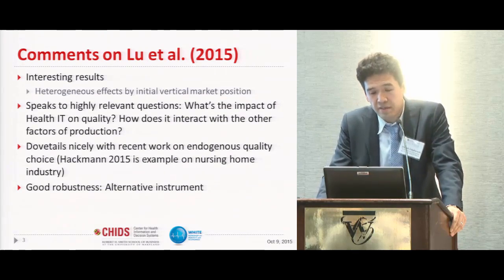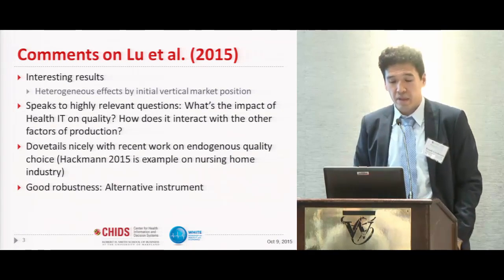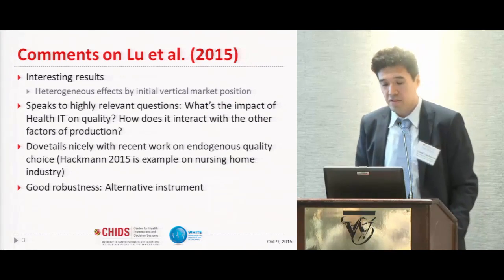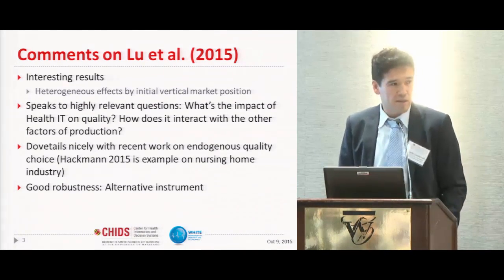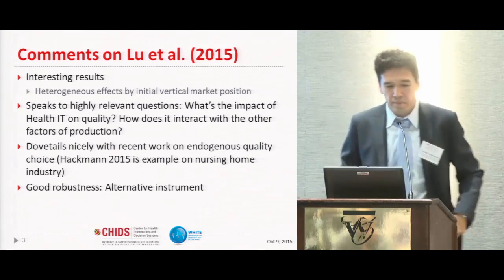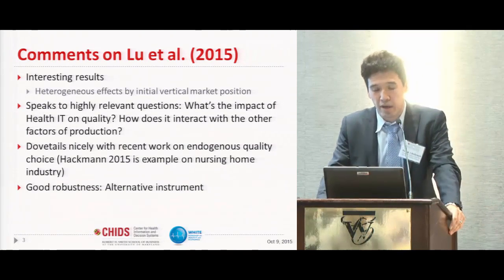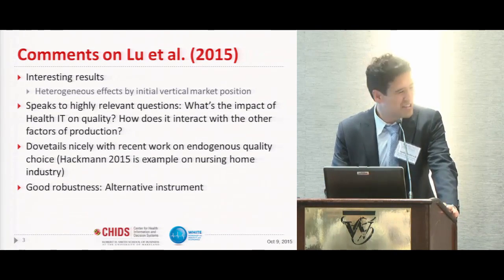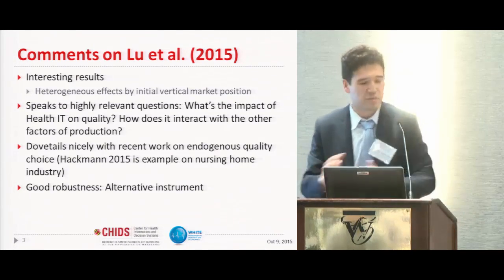I also think it dovetails nicely with recent work on endogenous quality choice. Martin Hackmann at Penn State has a very nice and elaborate structural model of the nursing home industry that has some results on the interactions of payer mix and quality choice. So I think your contribution and his work can really cross-pollinate each other quite well. I like the alternative instrument as a robustness check. I was reading and thinking, oh, but isn't that just mechanical? Couldn't it just be co-ownership? And right in the next section we saw it, so that was great.